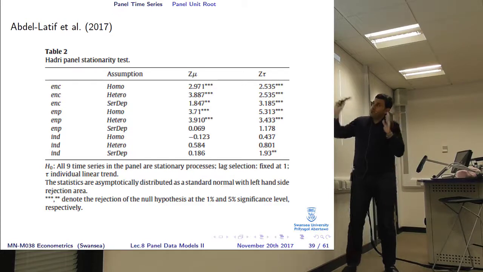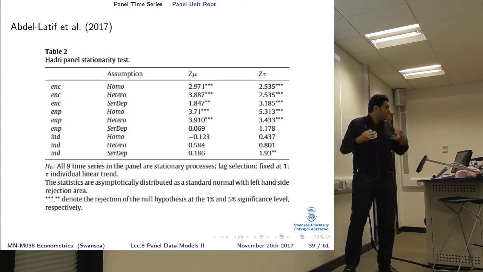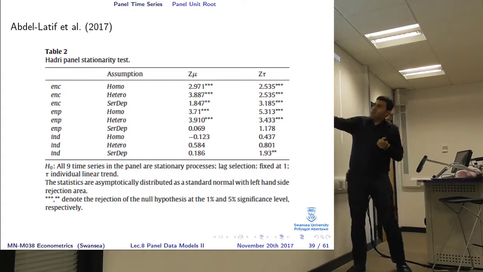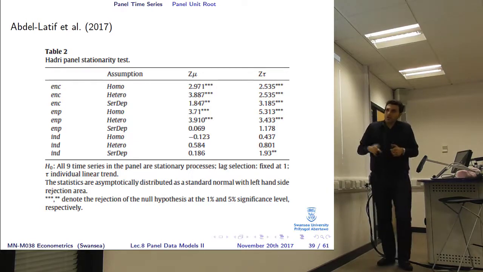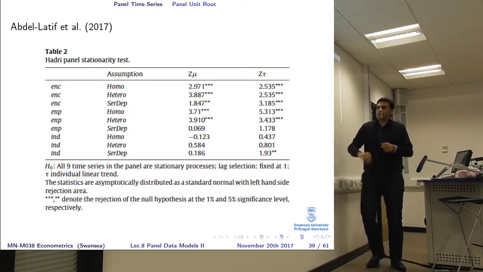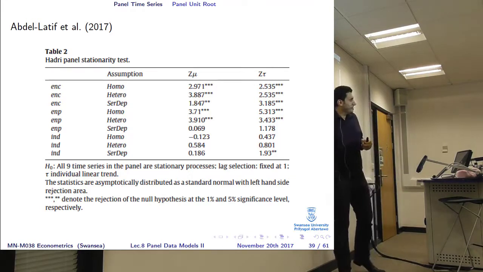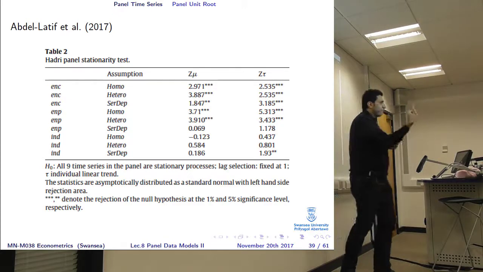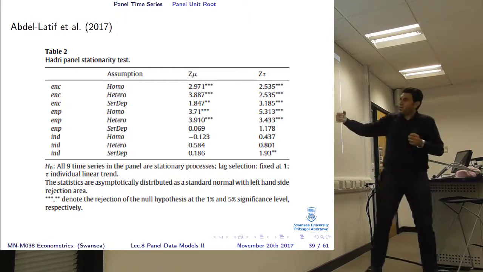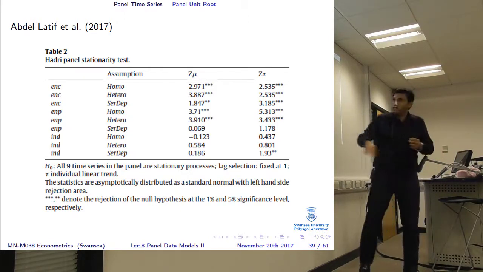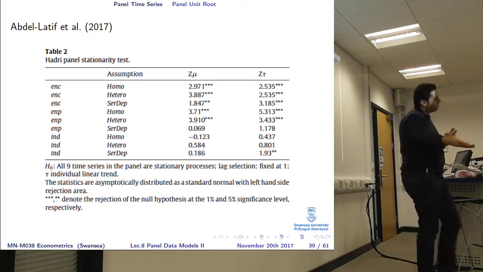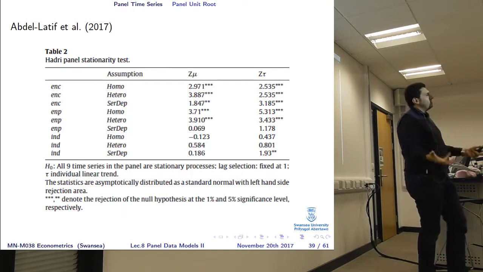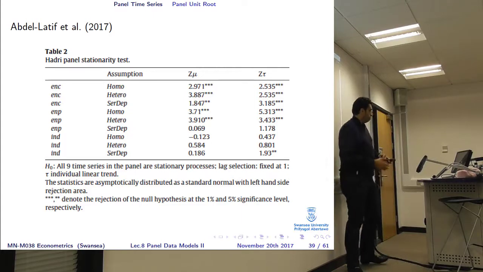Basically, these stars mean that you reject the null hypothesis. So even in cases where we reject the null hypothesis, what does it say? Let's look at the null hypothesis. The null hypothesis says all time series in the panel are stationary processes. So if you reject that, it doesn't mean that they all are non-stationary. If you have only one or two non-stationary, you reject it anyway. And that's the problem. That's why you had to do more than one test, hoping that this would be enough evidence that they are not stationary. And that's what we did.